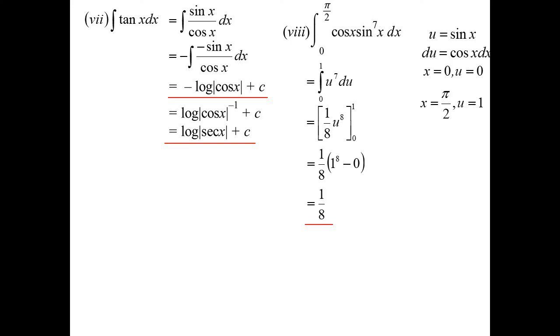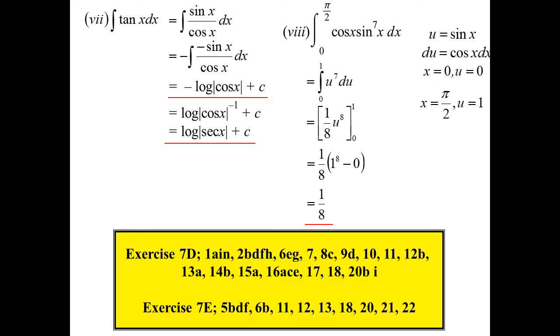Had I spotted that it was in the format of derivative times function, then I could have just straight away gone and said, oh, that's going to be an 8th of sine x to the power of 8. Bang, I've got that straight away, essentially, but then I'd substitute in pi on 2 and 0 instead of 0 and 1 and get the same answer, of course. So if you spot those sort of things, you can save yourself a bit of time.